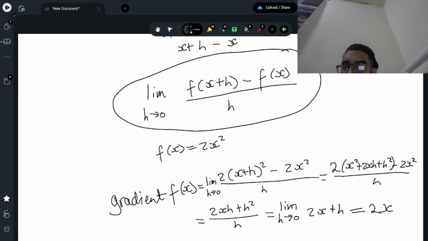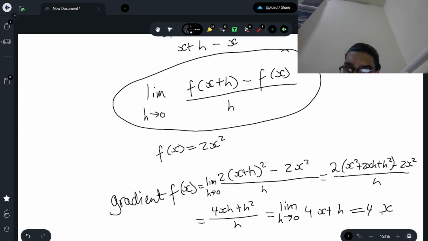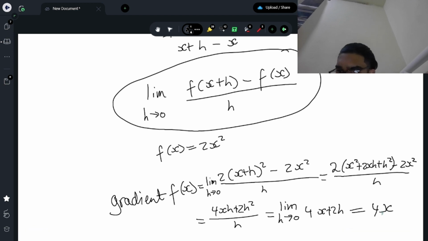I seem to have made a mistake somewhere. Sorry, yeah, this is meant to be a 4, because 2 times 2. I can't do simple multiplication. Plus 2h. Okay. Is that all good? Yeah, looks good.